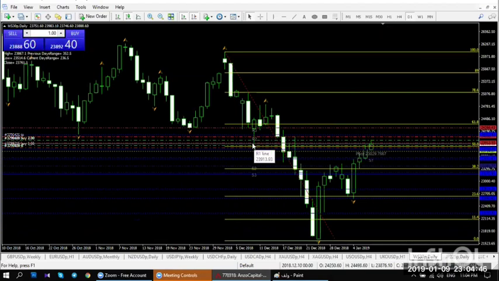So in here, we can't say that this pivot has been broken completely, because the price goes up and it becomes equivalent to the open of this candlestick.